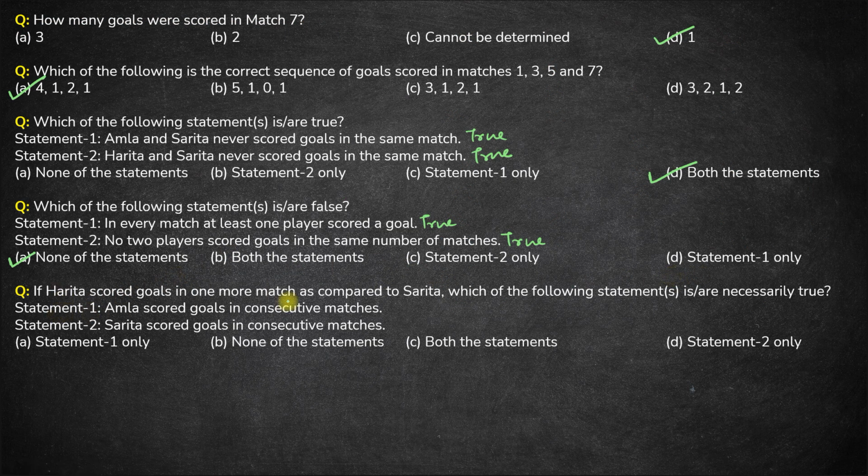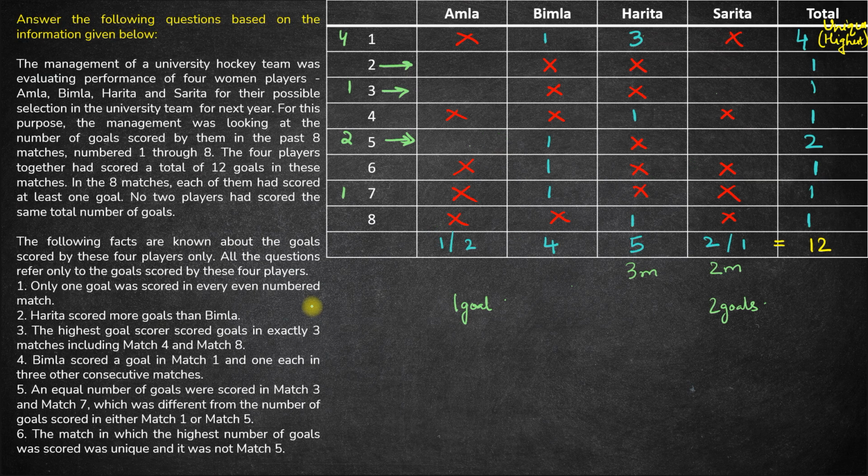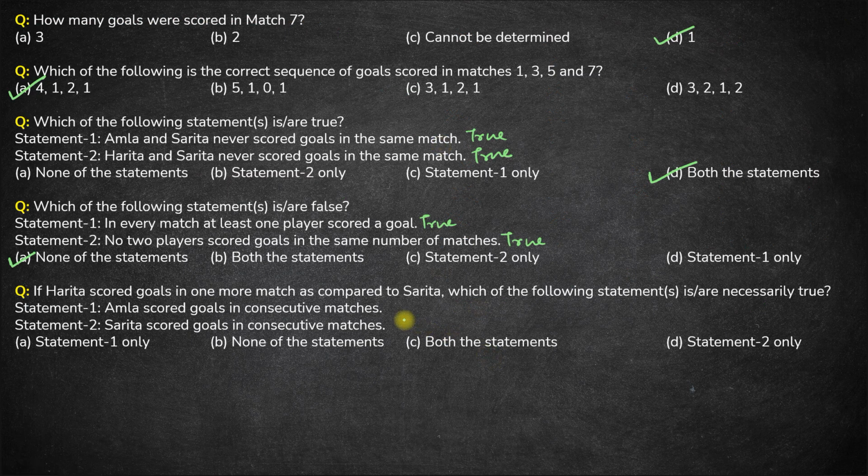And then we have to figure out how many of these statements are necessarily true. Let's see. A scored goals in consecutive matches. Now A scores only 1 goal. How can it be consecutive matches, right? 1 goal can only be scored in 1 match. So this is definitely false. Next, Sarita scored goals in consecutive matches. We have to figure out how many of them are necessarily true. Not maybe true, but necessarily true.